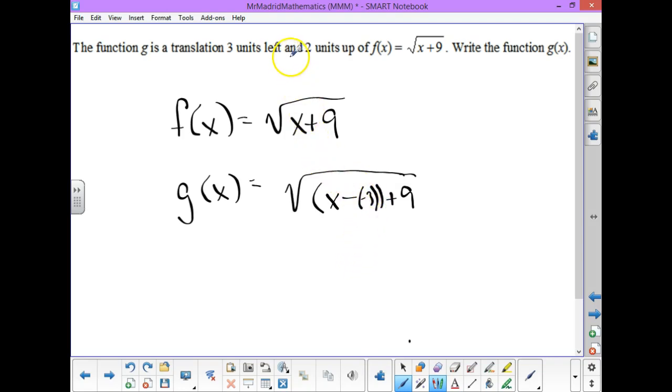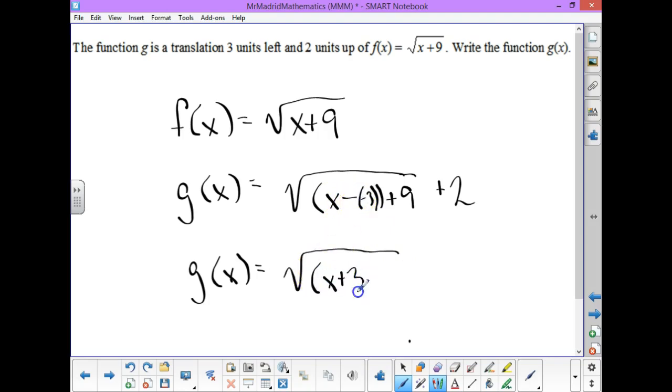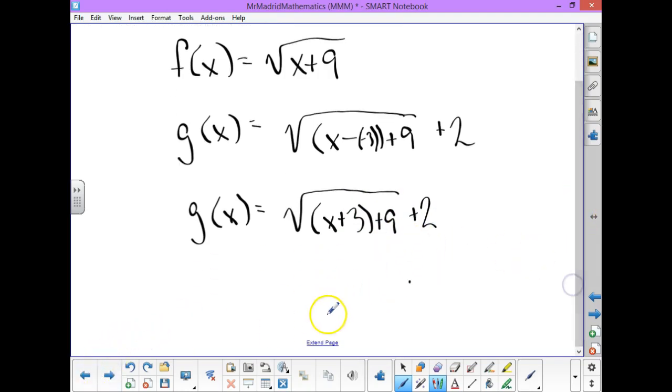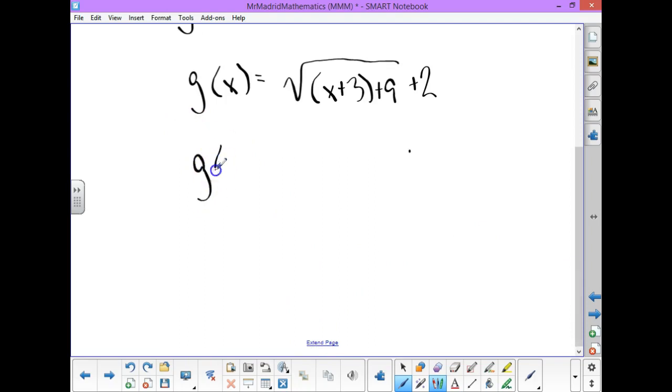Then they also want me to shift it 2 units up. So that occurs out here, so plus 2. And now I'll simply clean up the math. And I've got the square root of, this is x plus 3 plus 9, plus 2. Alright, so now let's further clean this up. As you guys can see here, this doesn't distribute, if you were thinking that because of the plus. So essentially we have x plus 12 underneath the radical, and out here we have plus 2.